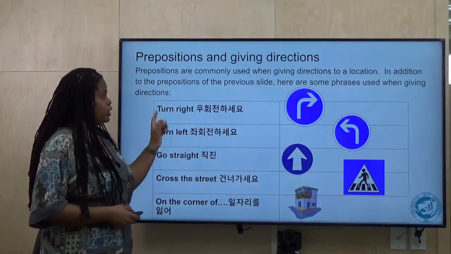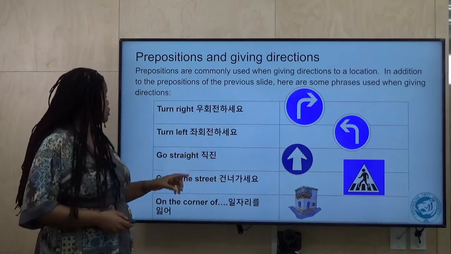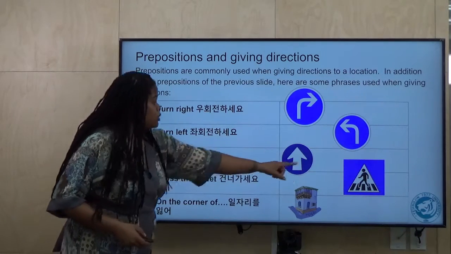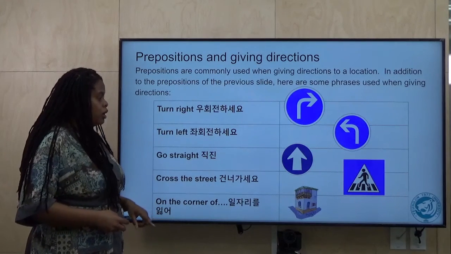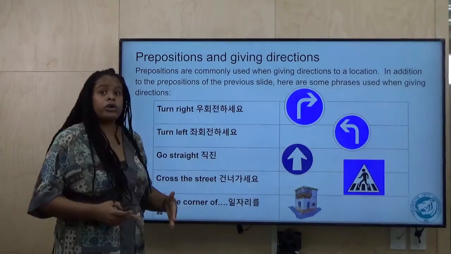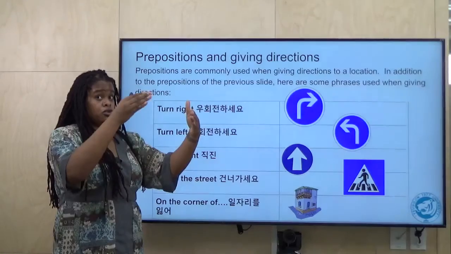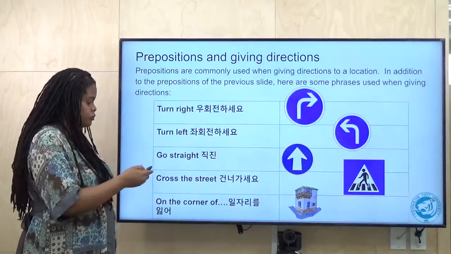So turn right, turn left, go straight, cross the street, and on the corner of, on the corner. This is a corner here. A corner is usually where 2 streets meet. So this is street 1, this is street 2. Where they meet or cross each other is the corner.